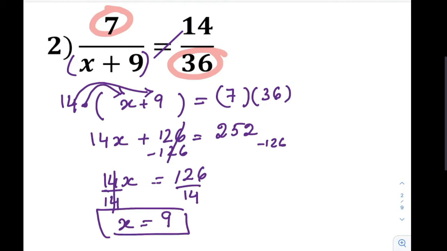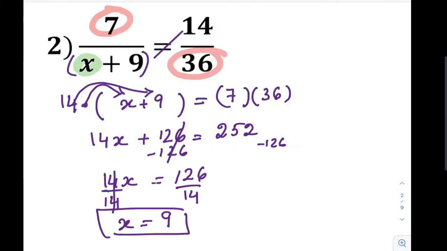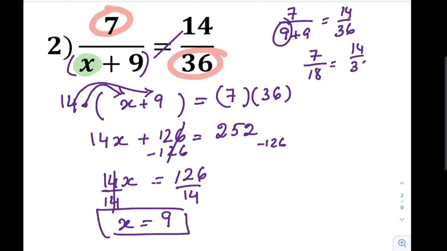This is the solution. Let's check here. You can check by replacing the x here with 9. And let's take 7 over 9 plus 9. This is the number that we have replaced equals 14 over 36. Is it true or not? Let's try to evaluate. The left-hand side is 7 over 18 equals 14 over 36.